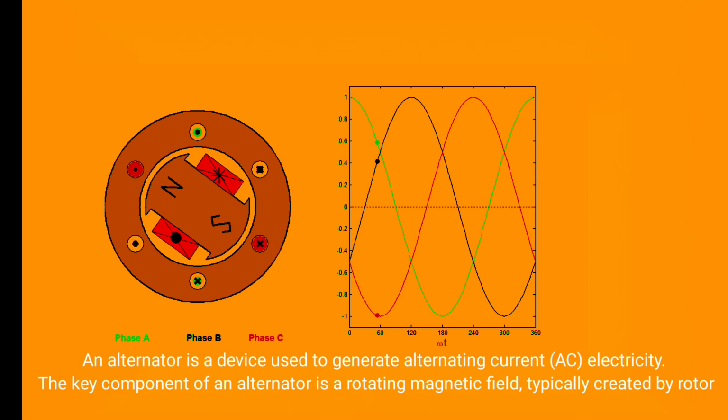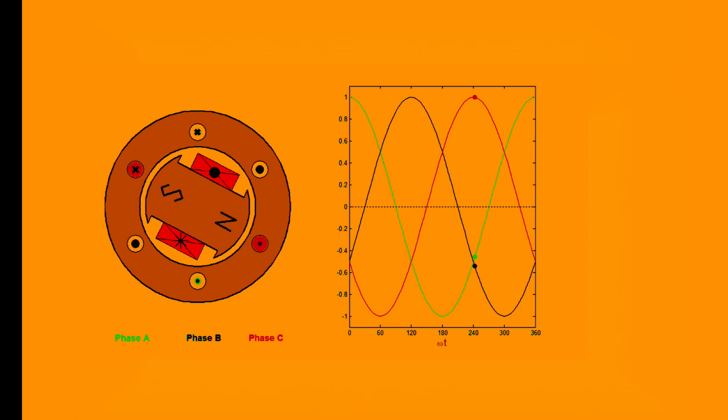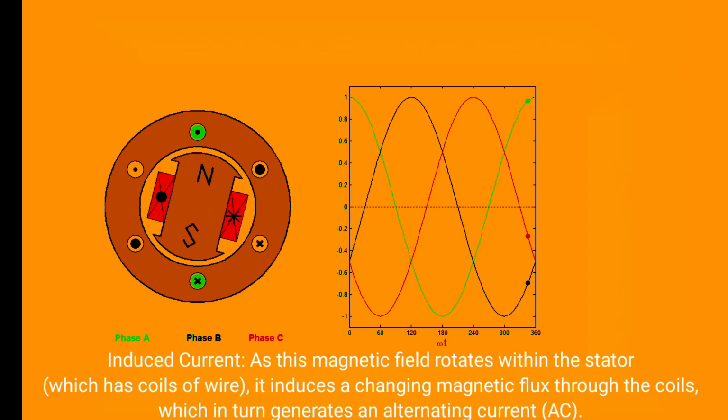The key component of an alternator is a rotating magnetic field, typically created by a rotor, the rotating part, and a stator, the stationary part. Here's how it works. Rotor rotation. When the rotor rotates, usually powered by a mechanical engine or turbine, it creates a magnetic field that rotates along with it.